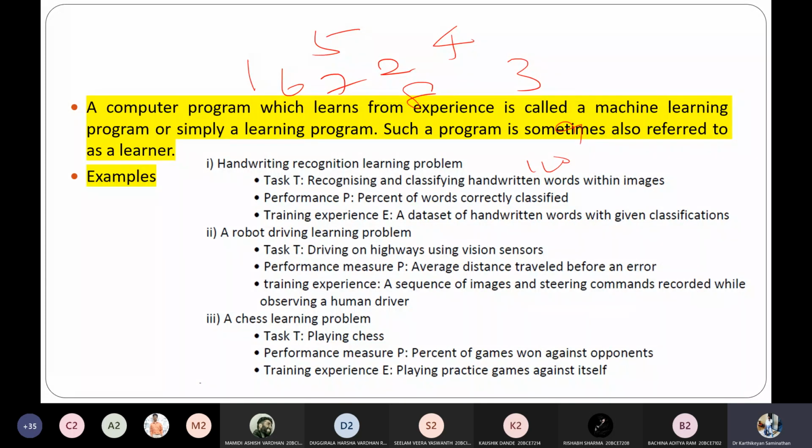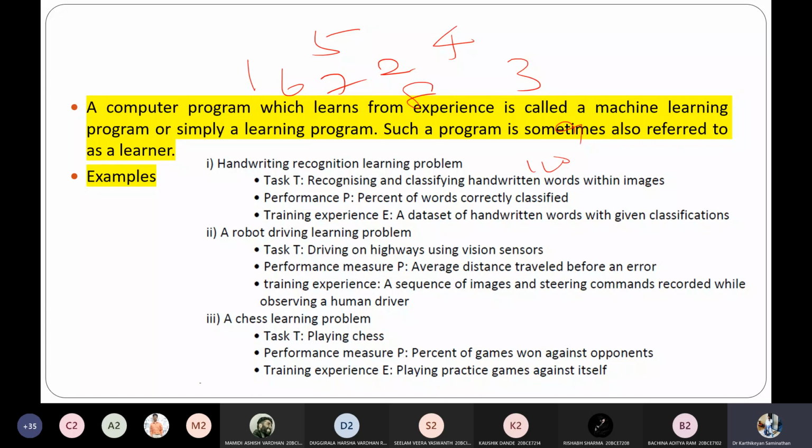That is your task. Performance means the percentage of words correctly classified. How many letters are there in this given image? That is the performance P. Then training experience is nothing but the data set of handwritten words with the given classification. So how many data sets are predicted or trained? That is what T, P, E. Whatever learning algorithm models you develop, we will work on task, performance, and training experience.